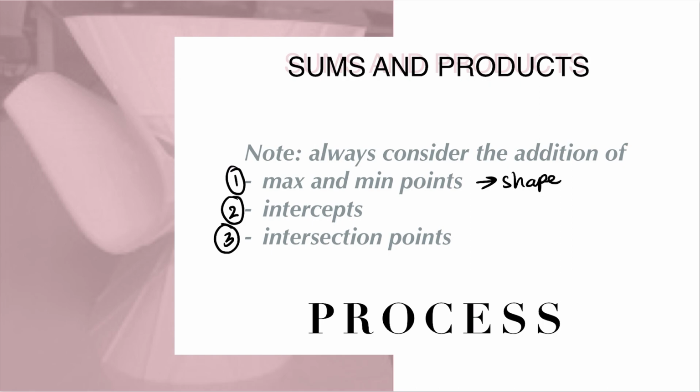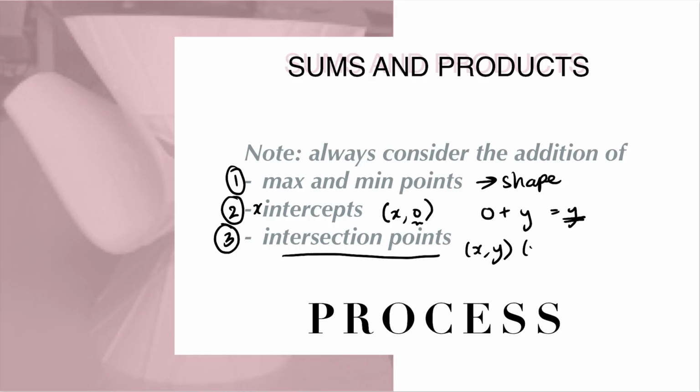Intercepts are really useful because the intercept, and I mean specifically x-intercepts here, what you'll notice is that the y value is going to be 0. So whenever you're adding 0 to something, it's always just going to be whatever that other value is. So it's a really easy point to put in. The intersection points are also quite good because this is where you'll notice, so y plus y, you actually just end up doubling. So you just double the distance of it.